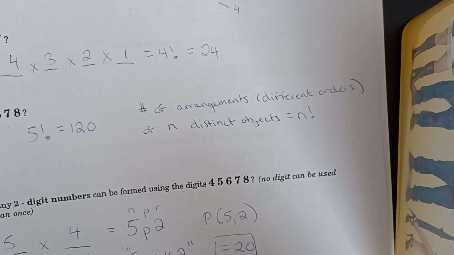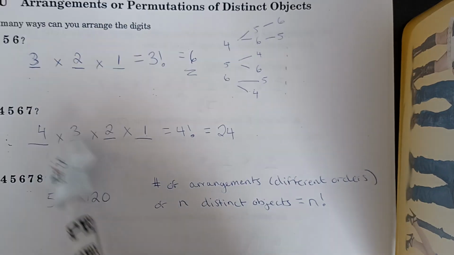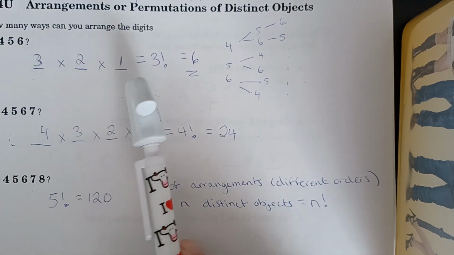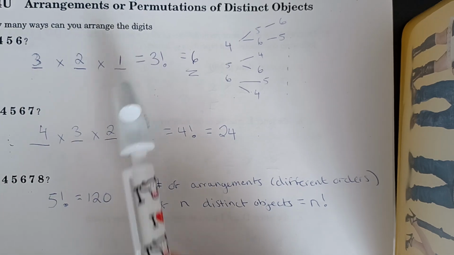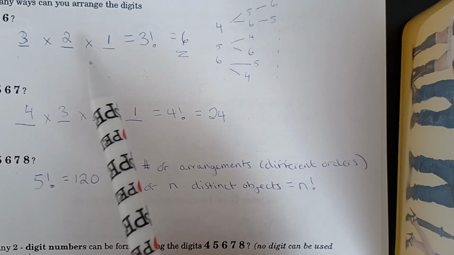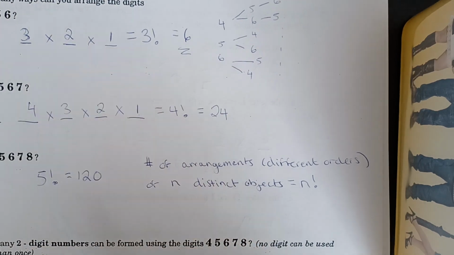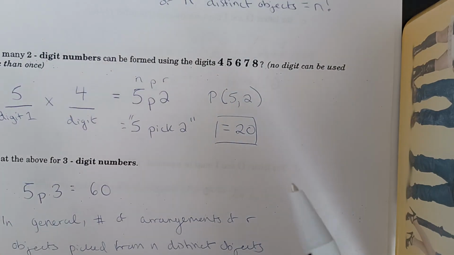Don't get too hung up on this stuff. Just remember these things, okay? So remember how to set up your stages. How many choices do you have at each stage? Is something fixed? Does that change the number of choices at each stage? Is one object stuck in one spot?